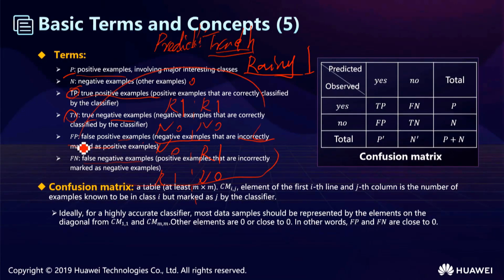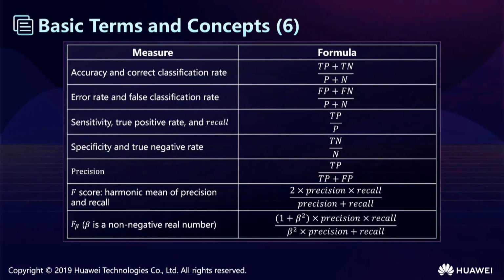So we can build a confusion matrix like that, and put our model's results into it. The confusion matrix helps us understand the results better, and from it we can get many measures, like accuracy, the rate of correct classification, and the error rate, the rate of false classification. Accuracy plus error rate is equal to 1.